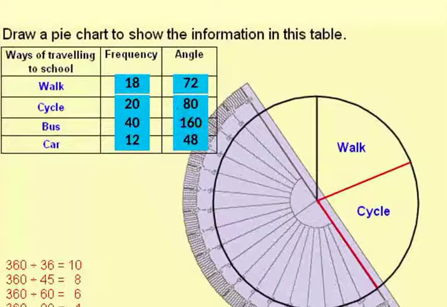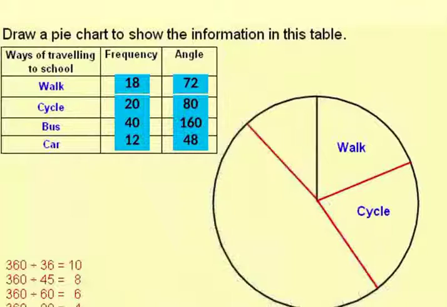For the next one, it will be 160 degrees. I remove the protractor and use a ruler to draw a line. Remember to label it as bus. And then the next segment is done for you, and label it as car. So this is my final pie chart.